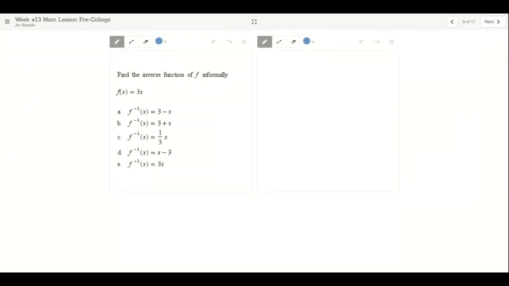This one is an easy one. What is the inverse? If f of x equals 3x, what is the inverse of that function?